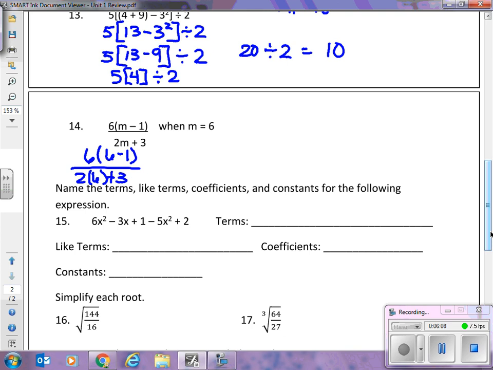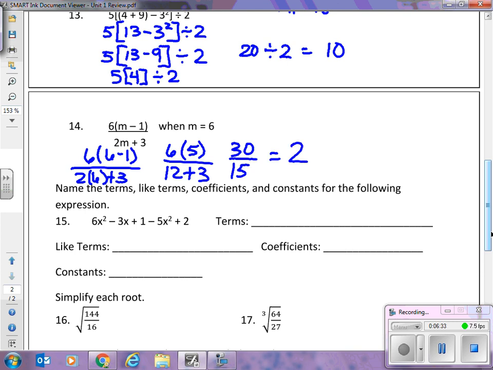And you can do things on each level at the same time. You don't have to just do only the top and then only the bottom. So starting with parentheses on the top, 6 minus 1 is 5, so the top becomes 6 times 5. On the bottom, the first thing you can do is multiply. 2 times 6 is 12, plus 3. Right? So then if we still keep going, 6 times 5 is going to give us 30, and 12 plus 3 is going to give us 15. And now we're at the point where 30 divided by 15 will give us our answer, which is 2.